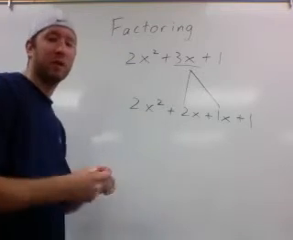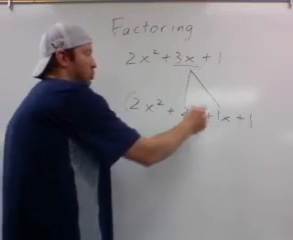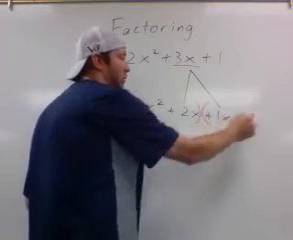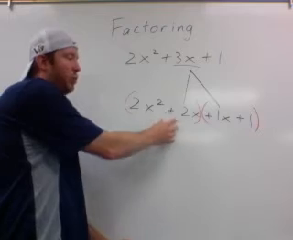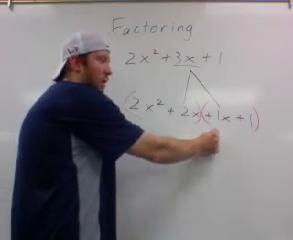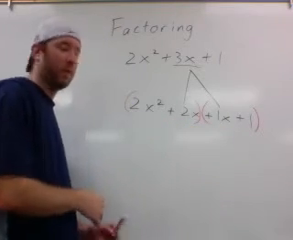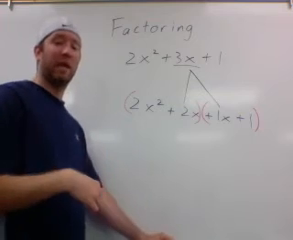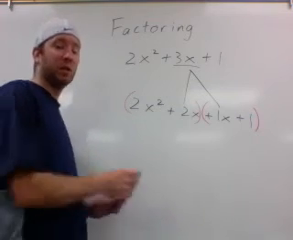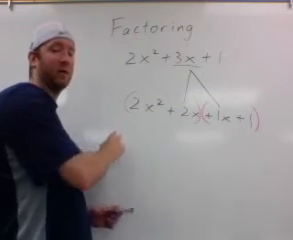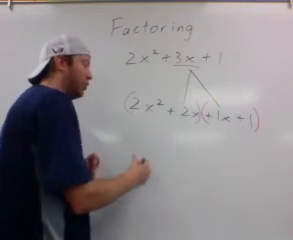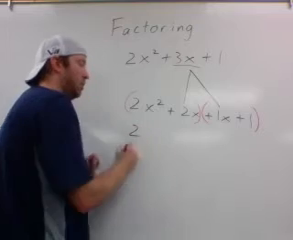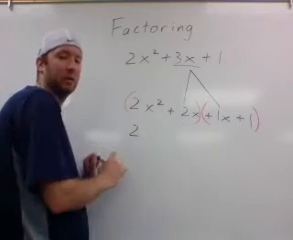My next step now is to group. So what we're going to do is group the first 2 terms and the last 2 terms. So I've grouped 2x squared plus 2x together and 1x plus 1 together. Okay? Now this actually comes back to what we were just working on, which is looking for something common to factor out. Well, when I look at 2x squared and 2x, both are divisible by 2, and both contain at least 1x.